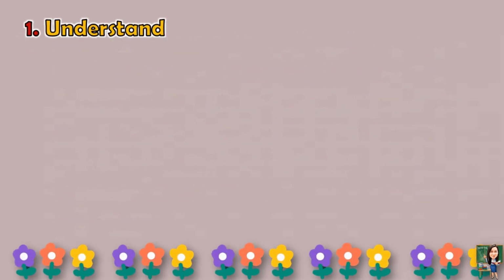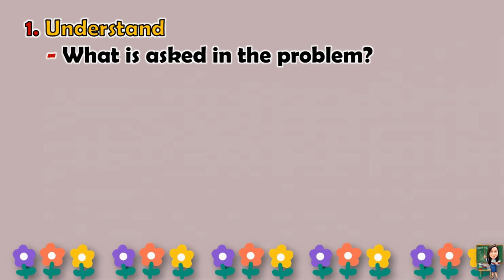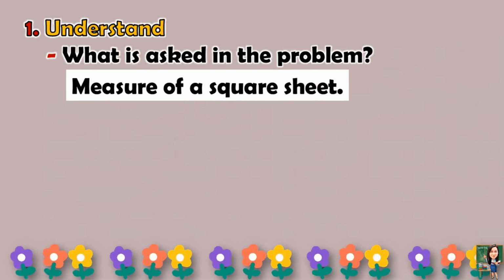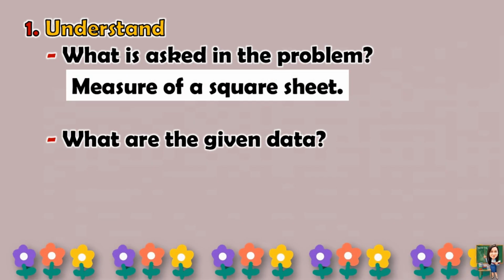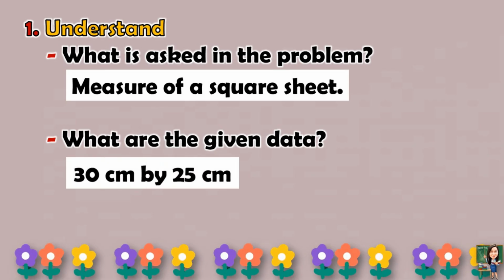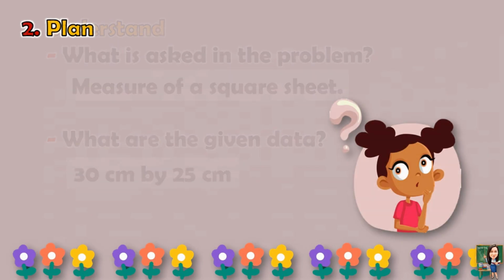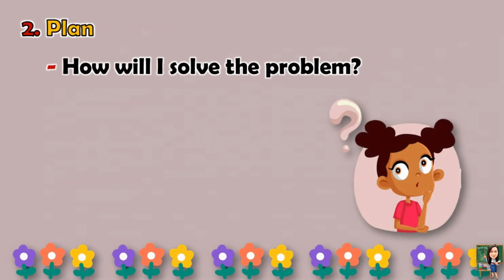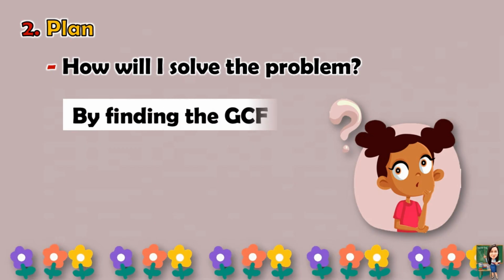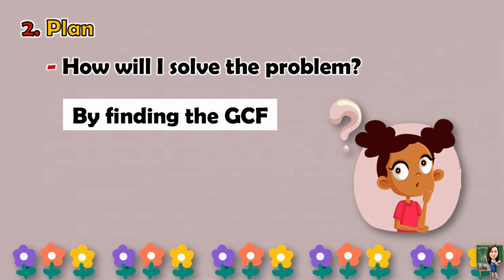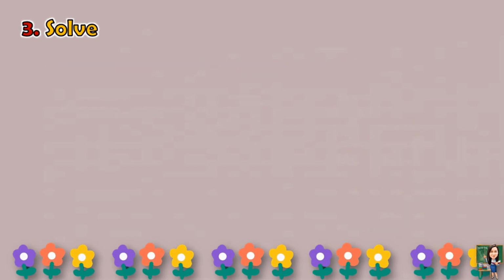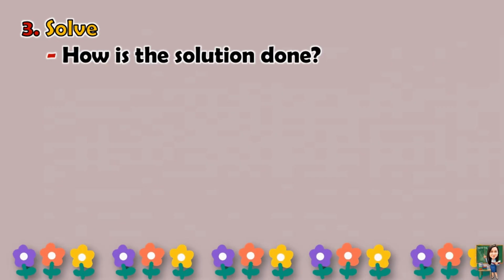Step 1. Understand. What is asked in the problem? The measure of a square sheet. What are the given data? 30 cm by 25 cm. Step 2. Plan. How will I solve the problem? By finding the GCF. Step 3. Solve. How is the solution done?